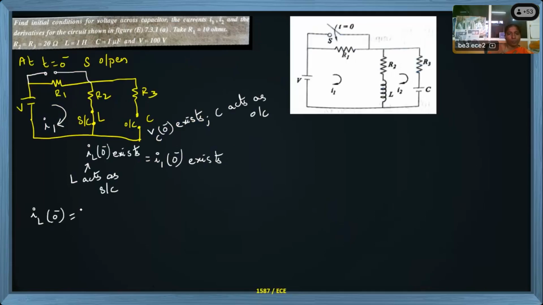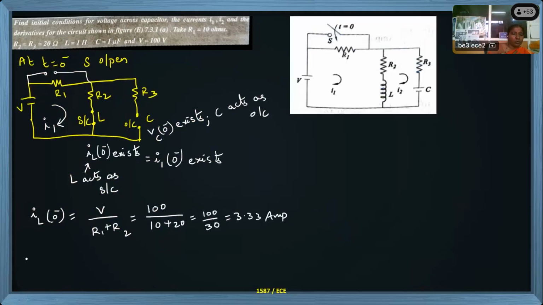When switch is open, we have a closed path, so V by R1 plus R2 is the current. Values are given in the problem itself. V value 100, and R1 value 10 ohms, and R2 value 20. This is 100 by 30, which is 3.33 amperes. Before switch is closed, this is the current flowing.